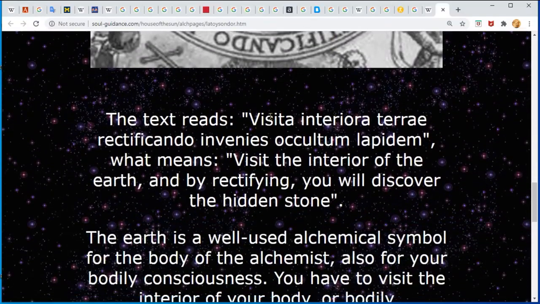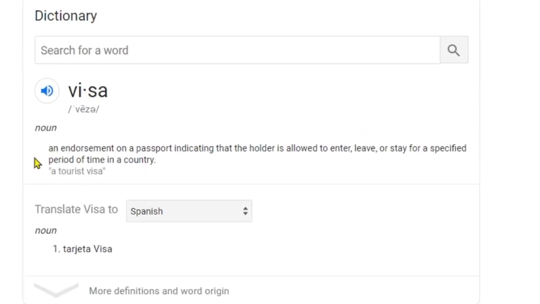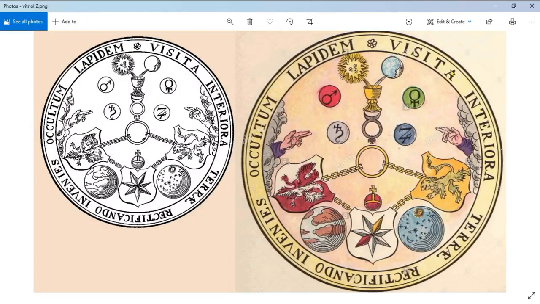And so it's saying divide 2. They interpret that as visit the interior terra rectificando in veins occultum lapidum. They say that means visit the interior of the earth, and by rectifying you will discover the hidden stone. But it reads closer to Old English, and you separate the last 2 letters. So this is 2 visa. So visa is an endorsement on a passport indicating that the holder is allowed to enter or leave. So this is saying permissions to travel.